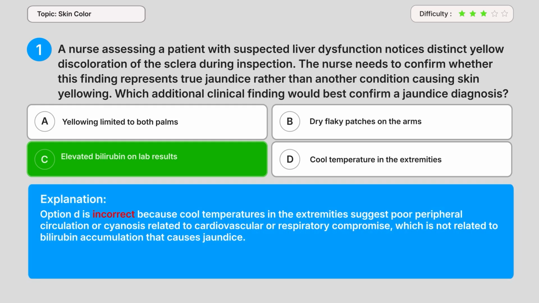Option D is incorrect because cool temperatures in the extremities suggest poor peripheral circulation or cyanosis related to cardiovascular or respiratory compromise, which is not related to bilirubin accumulation that causes jaundice.